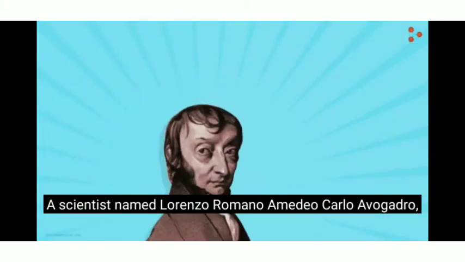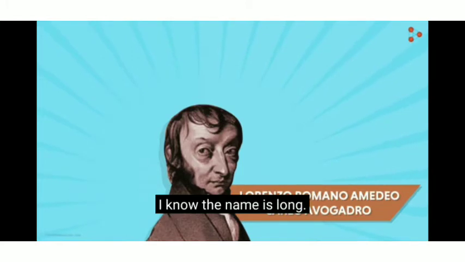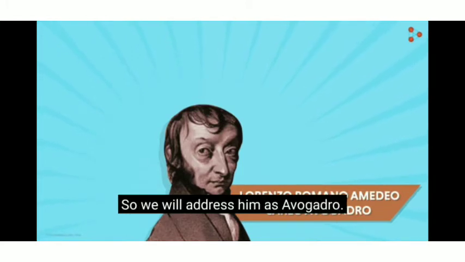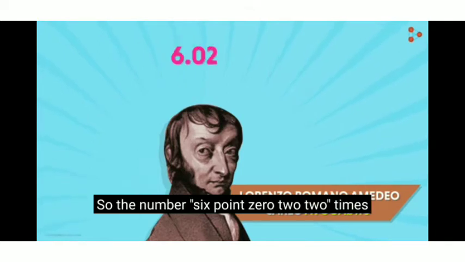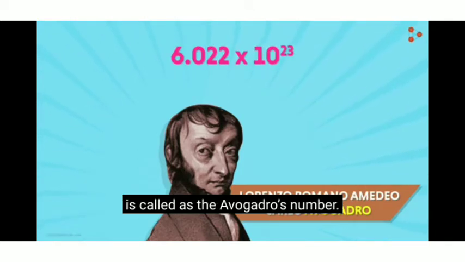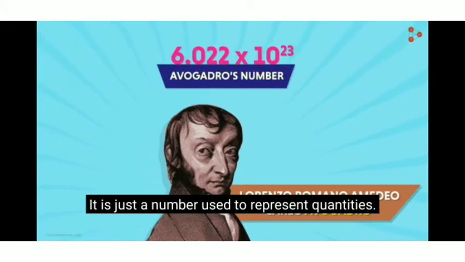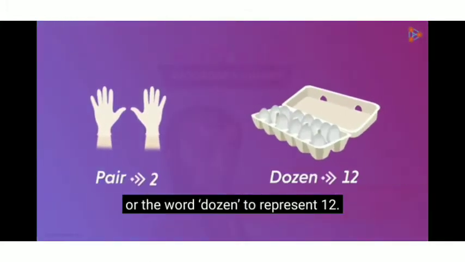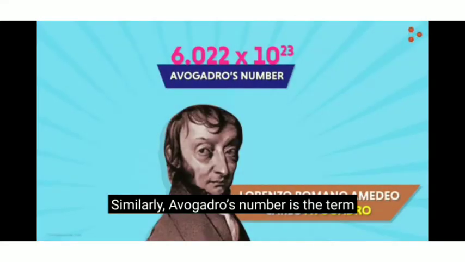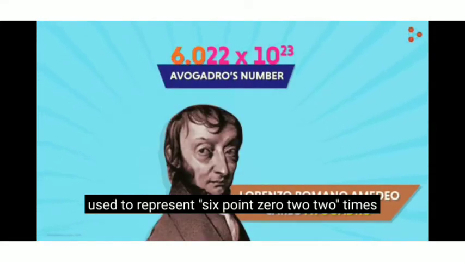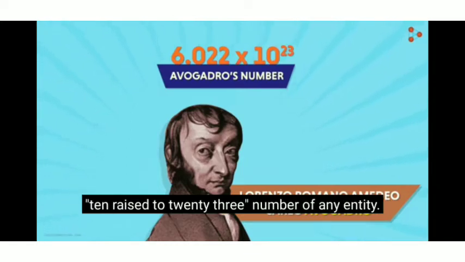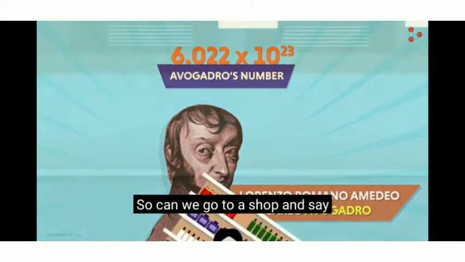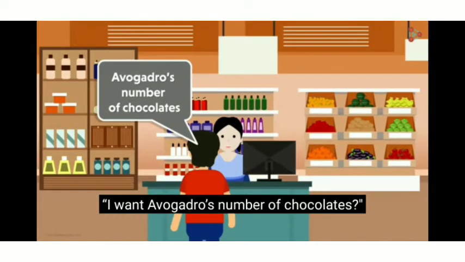But what's the mystery? A scientist named Lorenzo Romano Amedeo Avogadro came up with the concept. Yes, it is a very long name, so we will address him as Avogadro. So the number 6.022 into 10 raised to power 23 is Avogadro's number, which represents a quantity, similar to how we use pair or dozen to represent 12. Similarly, Avogadro's number is the term to represent this number, that is 6.022 into 10 raised to power 23.